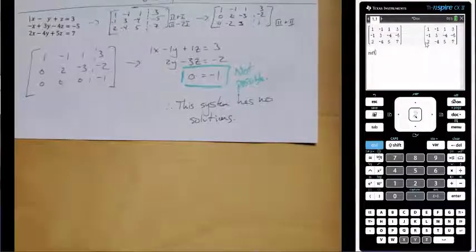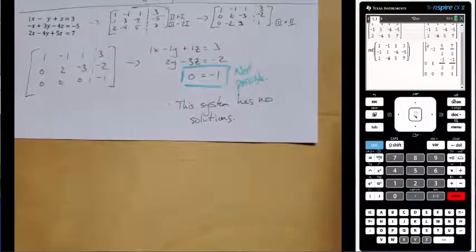Then on your 84 you would tell it which matrix you're using, like matrix A, B, or whatever. On your Inspire, I'm going to do REF. I'm just going to slide up and highlight the matrix and enter to insert it. And I hit enter, and it automatically puts my matrix in upper triangular.